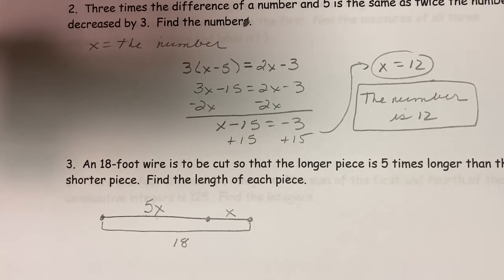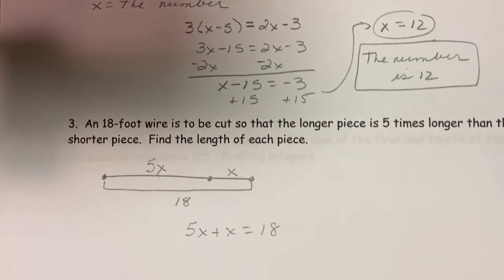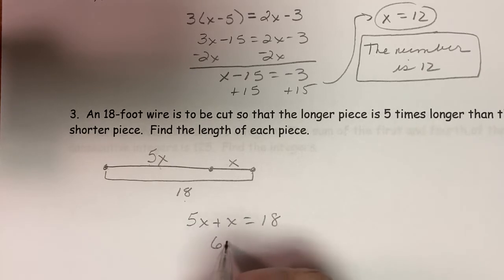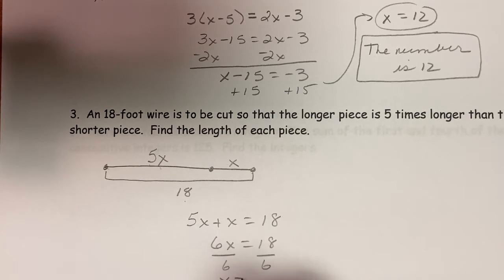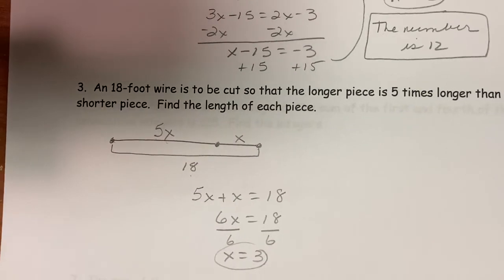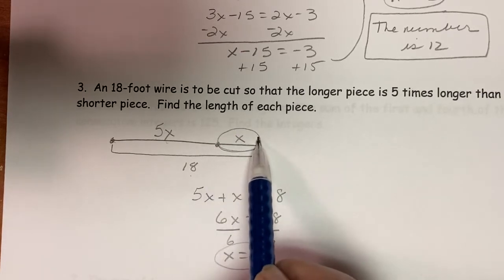Now it's time to set up an equation. Well, what do we know about these 2 pieces of wire? We know that they total 18. In other words, we know that when we add them together, we are going to get 18. There's my equation, x plus 5x equals 18. If we combine like terms and divide by 6, we are going to get x is equal to 3. What did we just find? We found x. What did x represent? X represents the shorter piece.